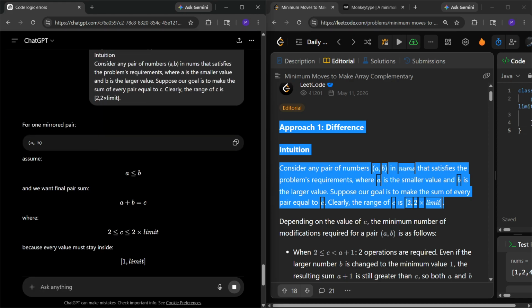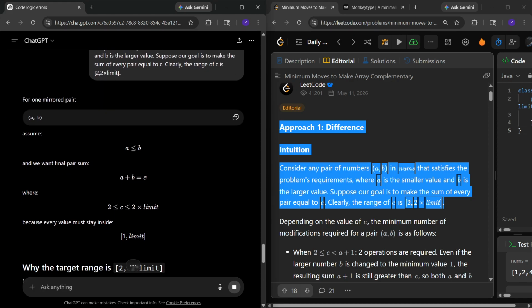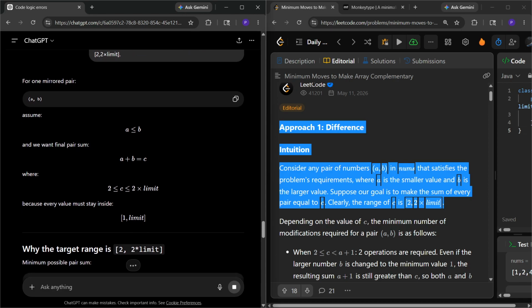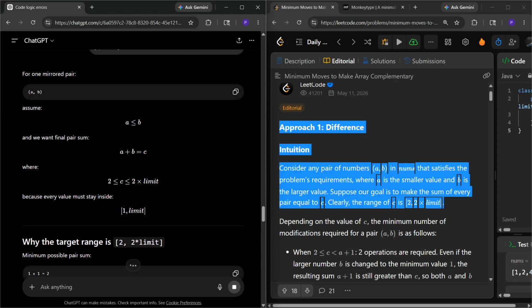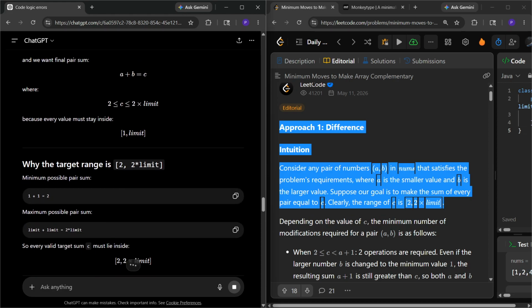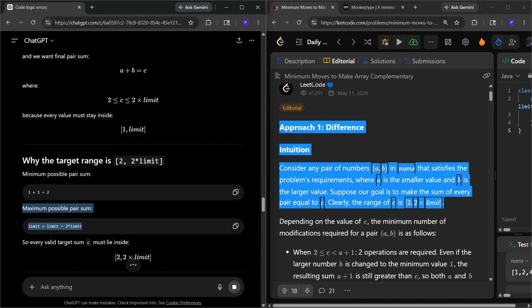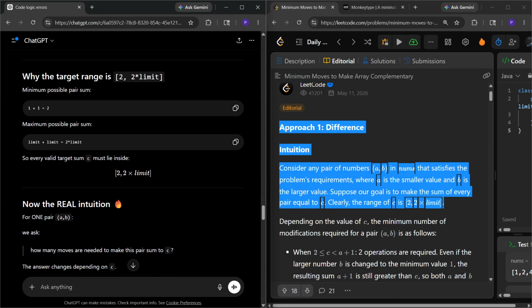Oh, for one mirror pair, assume this. Oh, limit plus window, that makes sense. The maximum that I can get for a particular range is the double of the limit. So if the number is telling me that the maximum number is 4, the maximum range that I can target is 8.